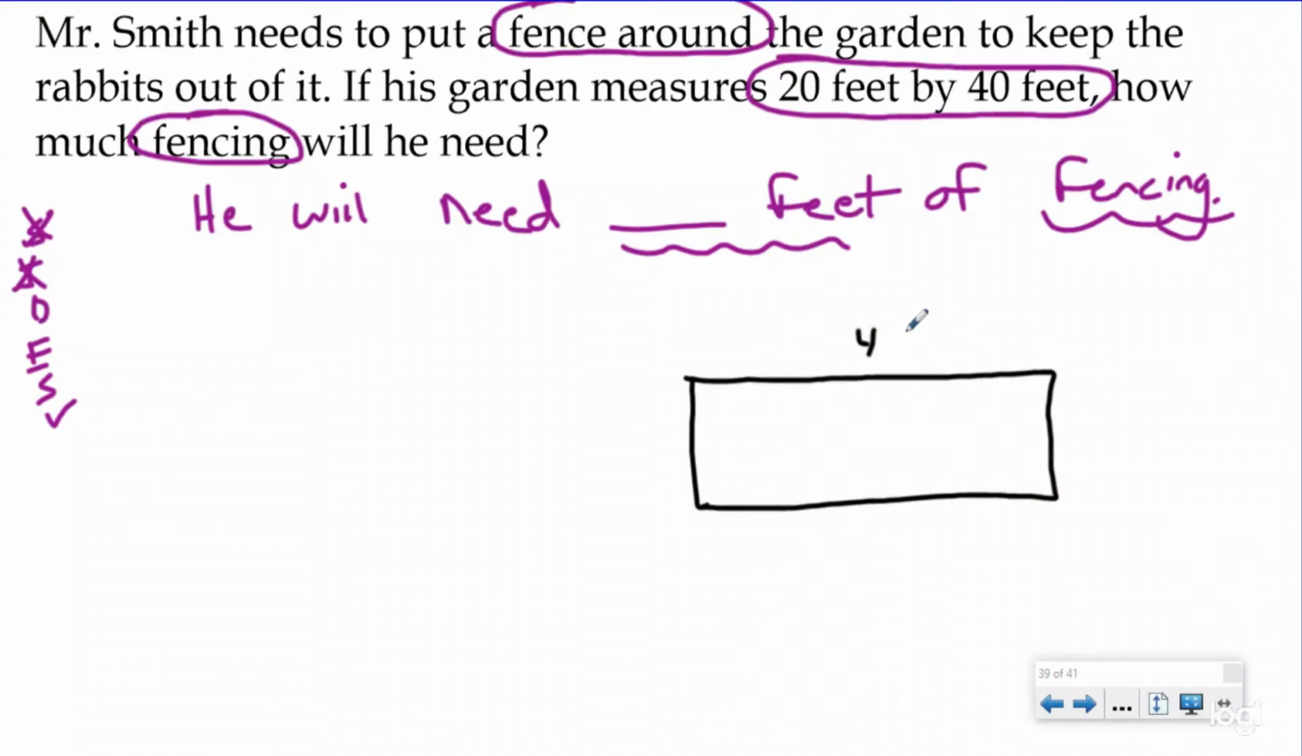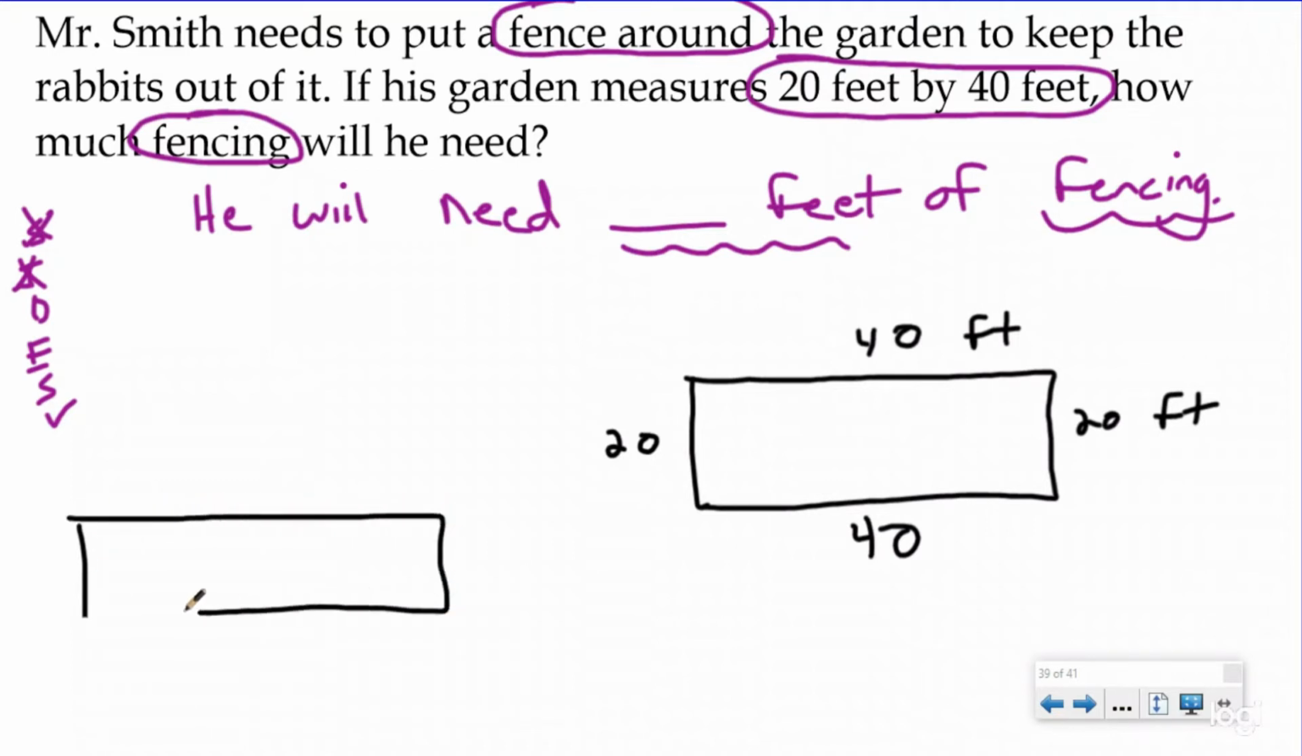I have 40 feet here, and I'll make 20 feet my shorter side. And then again, don't rush through this, because you might just add 40 plus 20. Remember, perimeter is around all of the edges, so you have to label all the sides when you're doing perimeter. And then to find the sum of all those, to add them all together, I'm going to be using my tape diagram. I'm looking for the perimeter.